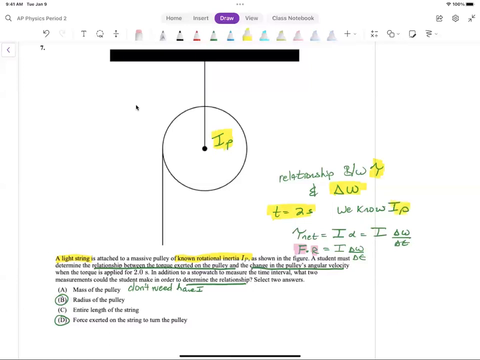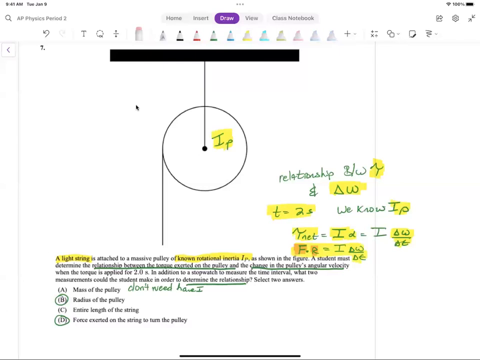So I know I_P. So I know that the net torque equals the rotational inertia, which I have, times alpha. Okay, what is the definition of angular acceleration? Change in angular velocity over time. And so I'm looking at all of the things that I need in order to determine the relationship between torque and change in angular velocity. I don't need the mass of the pulley because I have the rotational inertia already, but I need the radius because I have to know how much torque is put on there, and I need the force.